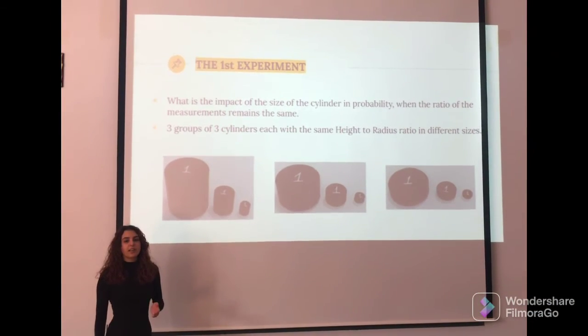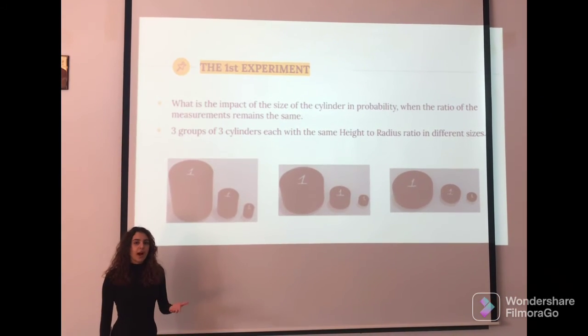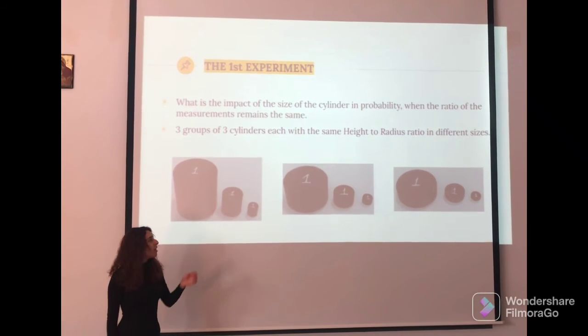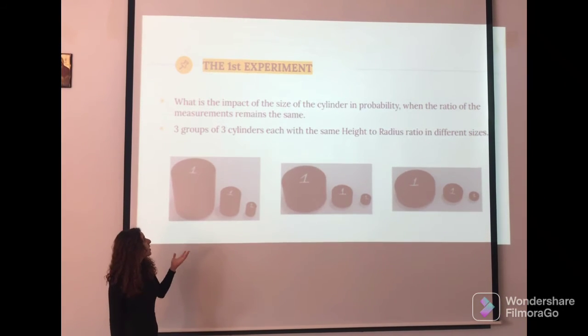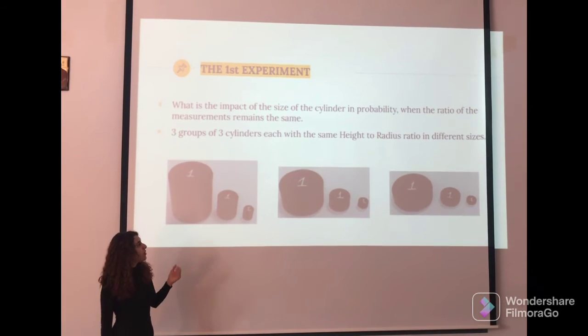Four experiments were conducted to test the hypothesis, and 10 cylinders were used. Each cylinder was thrown from a height, and the relative frequencies were calculated after 500 trials with each cylinder. This is the first experiment that investigates what is the impact of the size of the cylinder in probability when the ratio of the measurements remains the same.